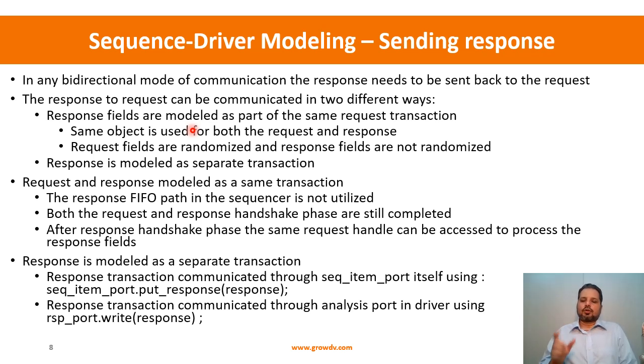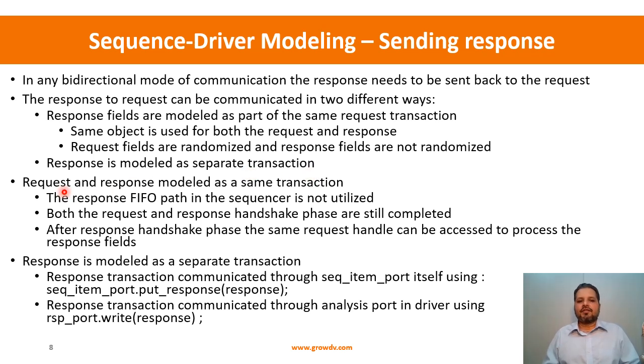So let's say we are using only a single sequence item, and in that single sequence item we are declaring fields both for the request as well as the response. That's what this first mode of usage means. The same object is used for both the request and response, and then the request fields are randomized and response fields are not randomized. And then the second mode of communication is where the response is modeled as a separate transaction.